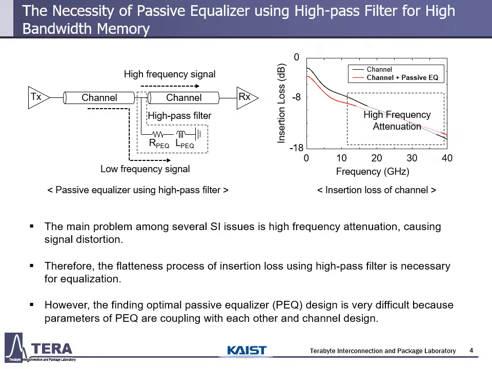However, the parameters of the passive equalizer are coupled with each other and with the channel parameters, so it is hard to optimize the equalizer. So some tasks for optimizing the passive equalizer are needed.